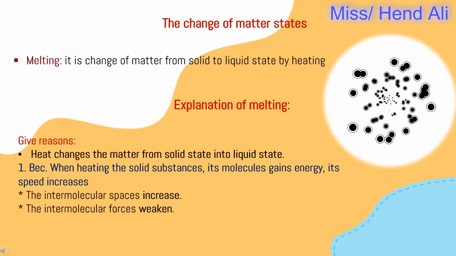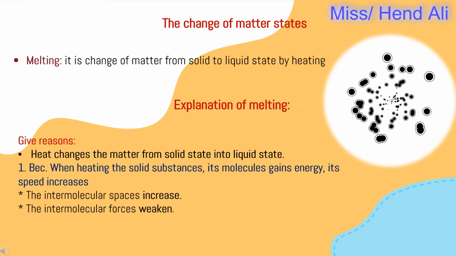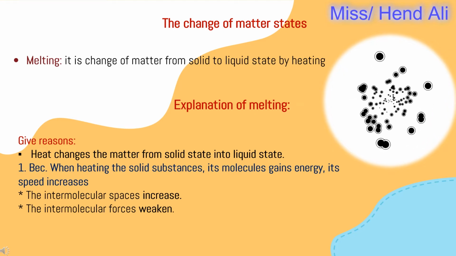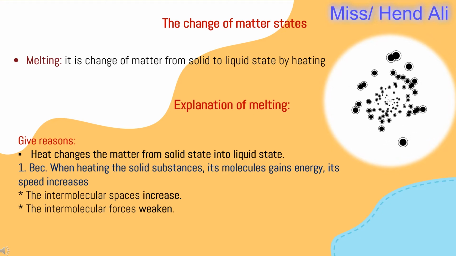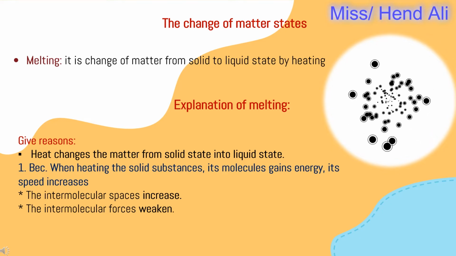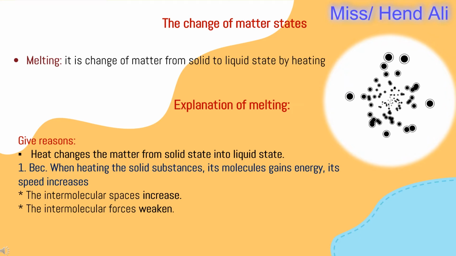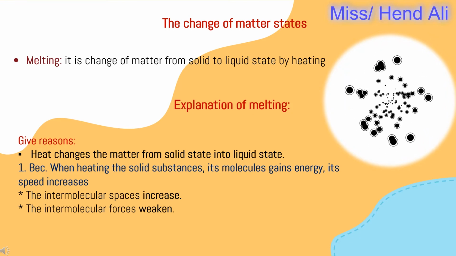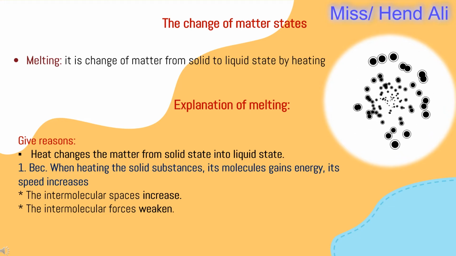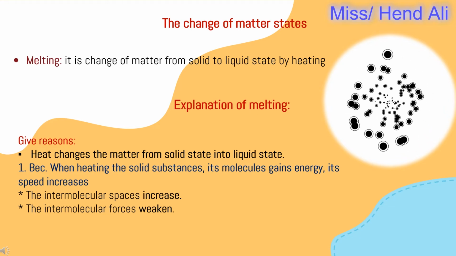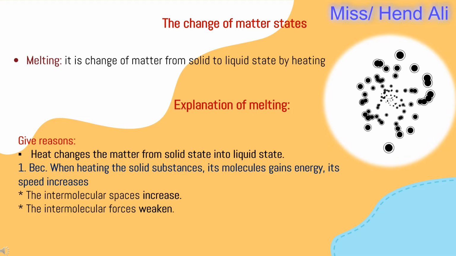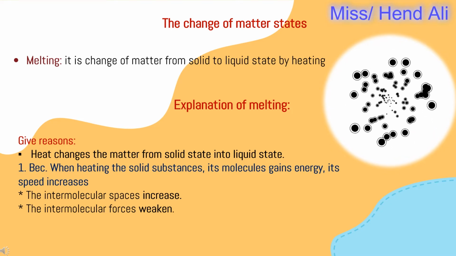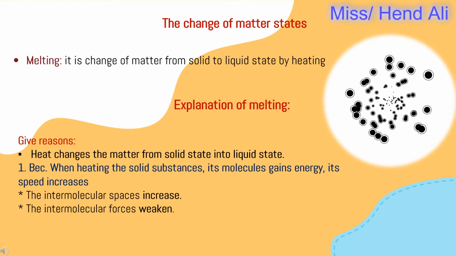Now let's talk about melting process. In the previous lesson we talked about melting point and we said we should relate the word point to temperature. Melting point, it is a temperature at which the matter begins to change from solid state into liquid state. Melting process, it is the change of matter from solid state into liquid state by heating. But how does this happen? Let's see. When you are asked to give reason: heat changes the matter from solid state into liquid state.